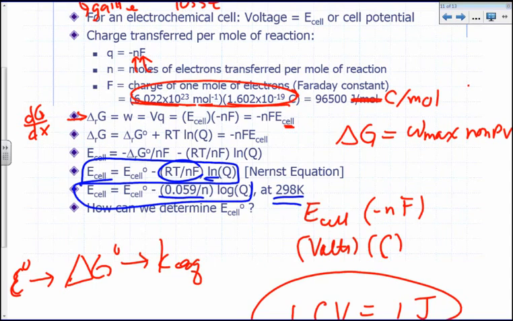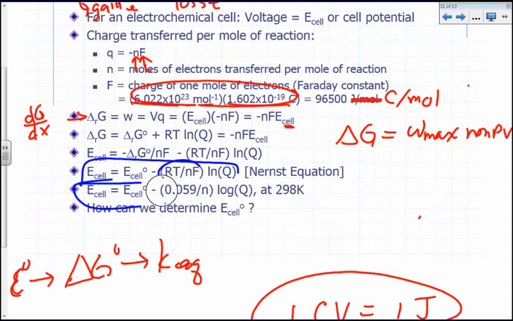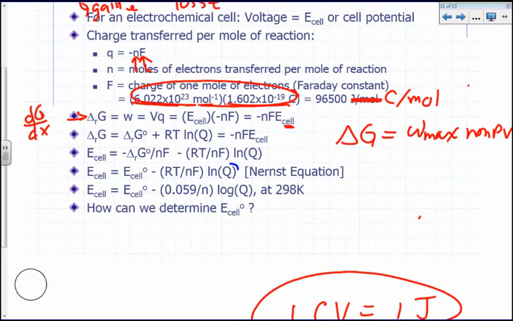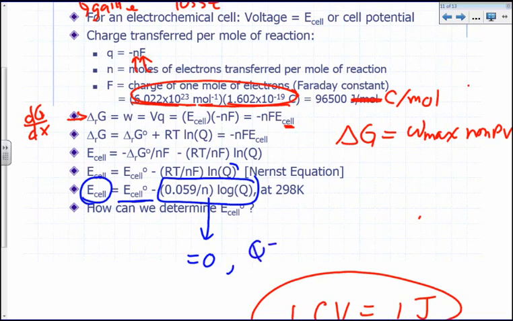So the question is, how do we determine the standard cell potential? Well, we can measure the cell potential, right? So how can we make that equal to the standard cell potential? We just make this term equal to 0. How do we make that equal to 0? We set up an electrochemical cell where Q is 1. If we set up an electrochemical cell where Q is 1, or find a way to set up a series of cells so that you can extrapolate or interpolate to the situation where Q is 1, you get the value for your standard cell potential. Because whatever cell potential you measure at that point will be your standard cell potential.